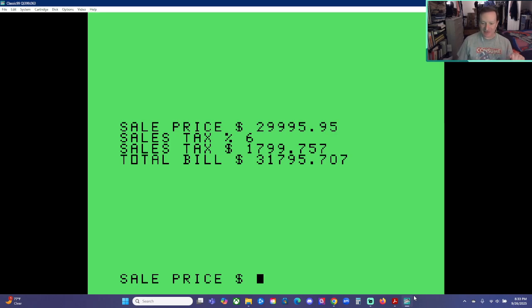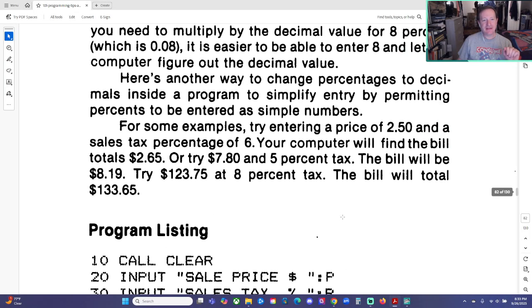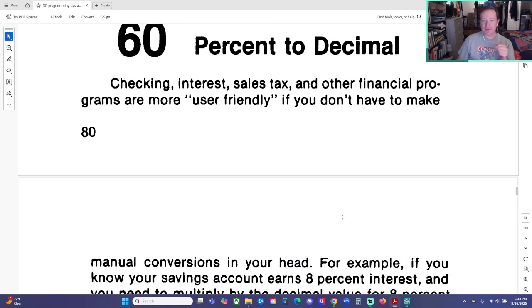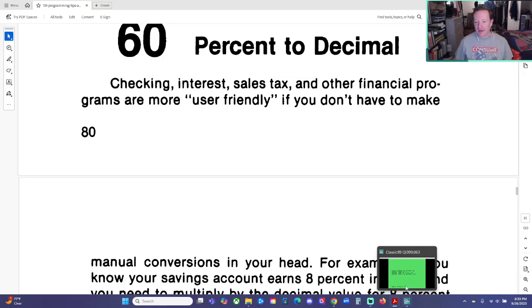So in any case, this was a fun little program. It was program number 60, percent to decimal, from 101 Programming Tips and Tricks for the Texas Instruments TI-99/4A home computer. Like I said, I'm working my way through all 101 of these programs.